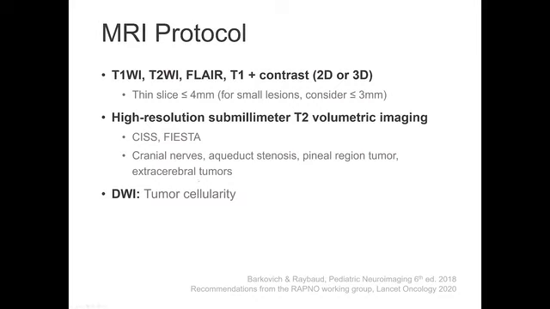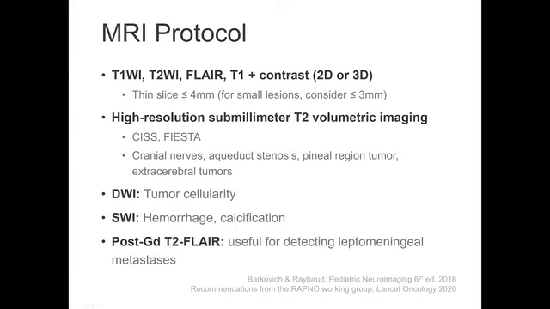And we also routinely use diffusion weighted image because we need to look at the tumor cellularity. SWI can provide information about the hemorrhage and the calcifications. And post-gadolinium T2 FLAIR, this is very useful for detecting leptomeningeal metastasis. So whenever you are evaluating a tumor, especially high-grade tumor, we recommend you include this sequence as a routine that can help you to detect very subtle seeding.